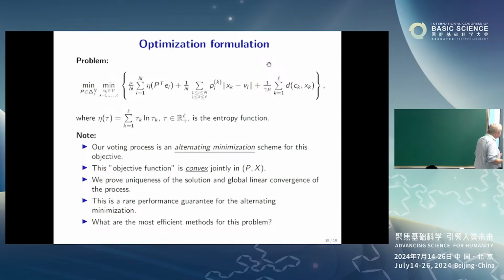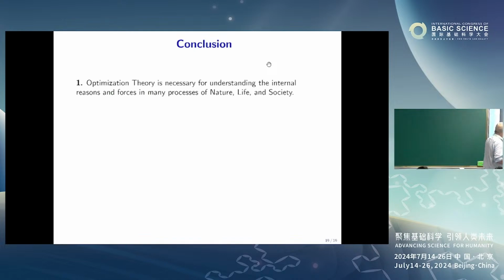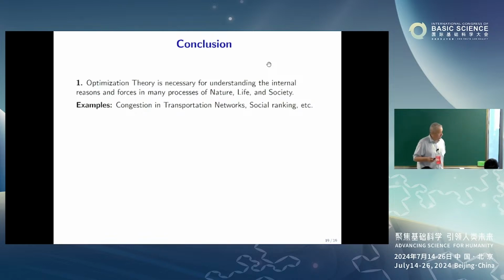Okay, and I come more or less to the conclusion. Optimization theory processes in nature, life, and society can be formulated in many ways. On the other hand, people apply optimization in life.